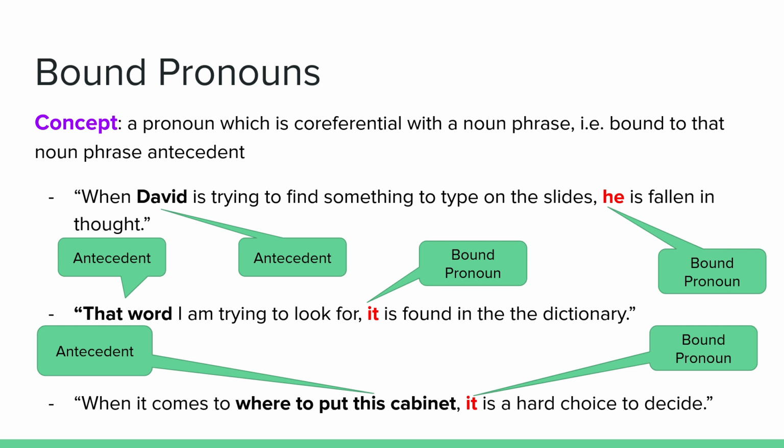Let's look at the third sentence. When it comes to where to put this cabinet, it is a hard choice to decide. Here the noun phrase where to put this cabinet is the antecedent, and it is a pronoun because the pronoun it refers back to the noun phrase where to put this cabinet. It is sort of bound to this antecedent, so we call the pronoun it a bound pronoun.